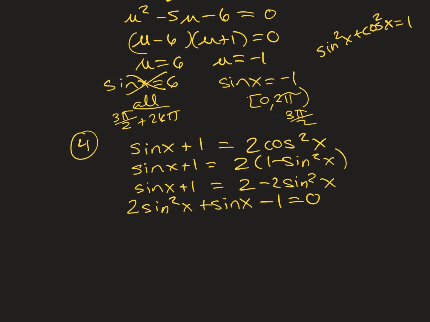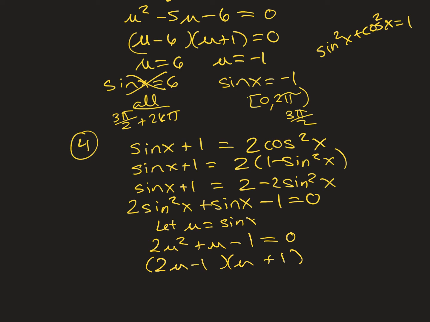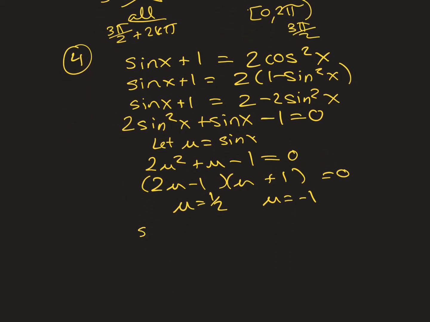And again, if you're not comfortable factoring with sine x's, you could do a u substitution and let u equal sine x. So then you'd have 2u squared plus u minus 1 equals 0. So this is going to factor to 2u minus 1, u plus 1. So u is either a half or u is negative 1. So sine x is a half. Sine x equals negative 1. So again, down to what we're familiar with from the earlier problems we just did.